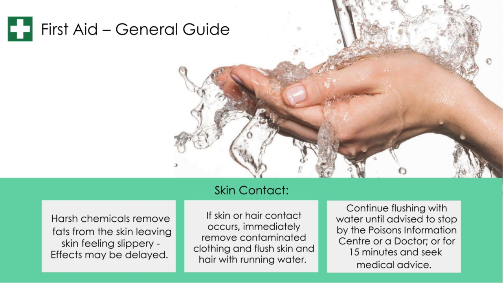First aid guide for skin contact with chemicals. Harsh chemicals remove fats from the skin, leaving the skin feeling quite slippery. The effects may be delayed. If skin or hair contact occurs, immediately remove contaminated clothing. Flush hair and skin with running water. Continue flushing with water until advised to stop by the Poisons Information Centre or a doctor. Or alternatively, rinse for 15 minutes and seek medical advice.